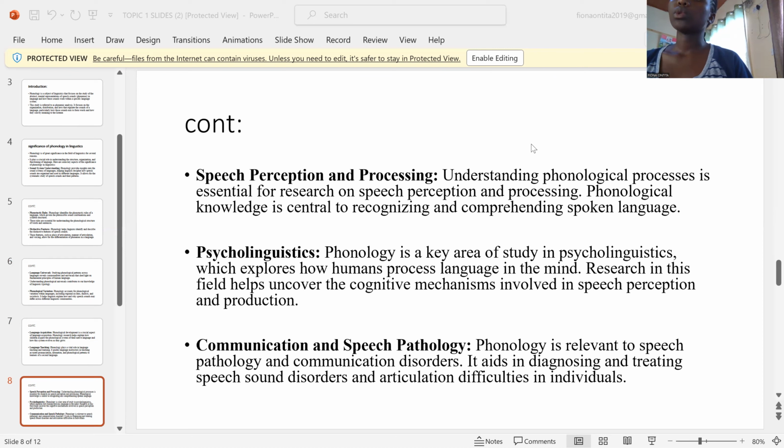Communication and speech pathology. Phonology is relevant to speech pathology and communication disorders. It aids in diagnosing and treating speech sound disorders and articulation difficulties in individuals.